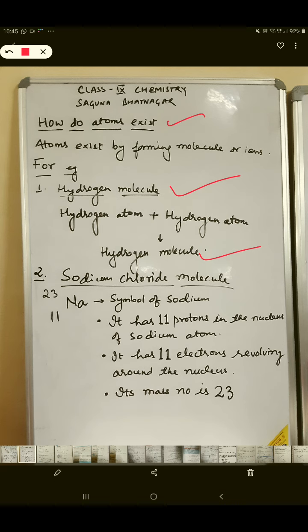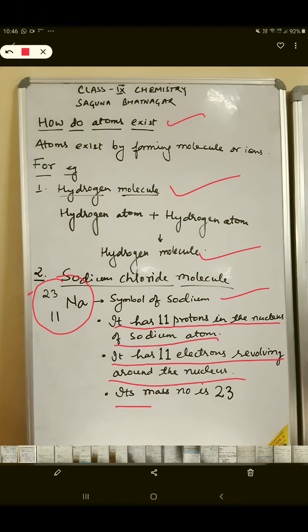Students, I gave you the concept of atomic number and atomic mass because of my next point. Here you can see the example. The symbol of sodium is given, students. The symbol of sodium, all of you know, is Na, isn't it? Here 11 is telling you the number of protons present in the nucleus. It has 11 protons in the nucleus. It has 11 electrons revolving around the nucleus, and it has atomic mass, you can see this one, atomic mass 23.